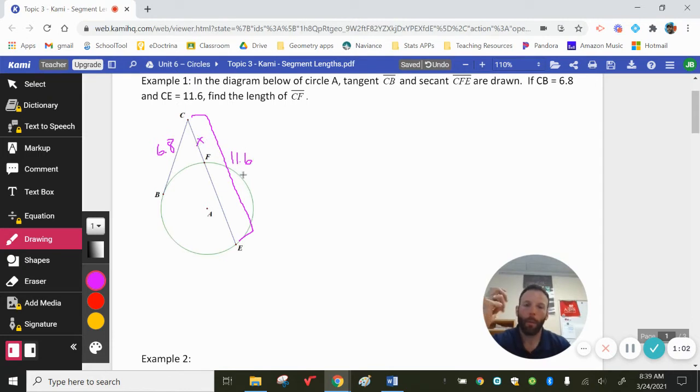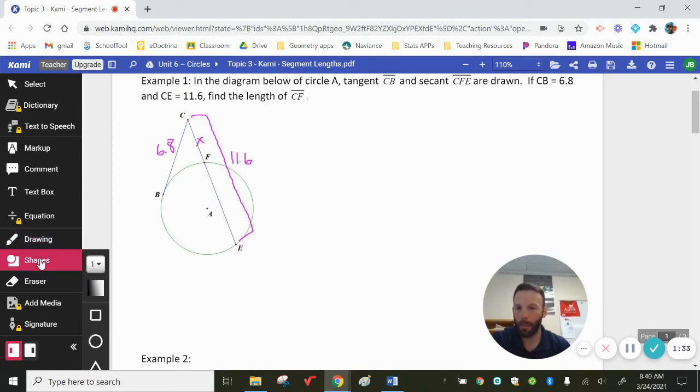So we need to come up with a way to compare. If this length of the tangent is 6.8, how does that help me figure out the length of this little piece of the whole secant, this part from C to F? Believe it or not, there is a way to compare them, but it's hard to see it yet based on what I have. So I'm going to add a couple of chords to my diagram, and by adding the chords, I'm going to create some triangles.